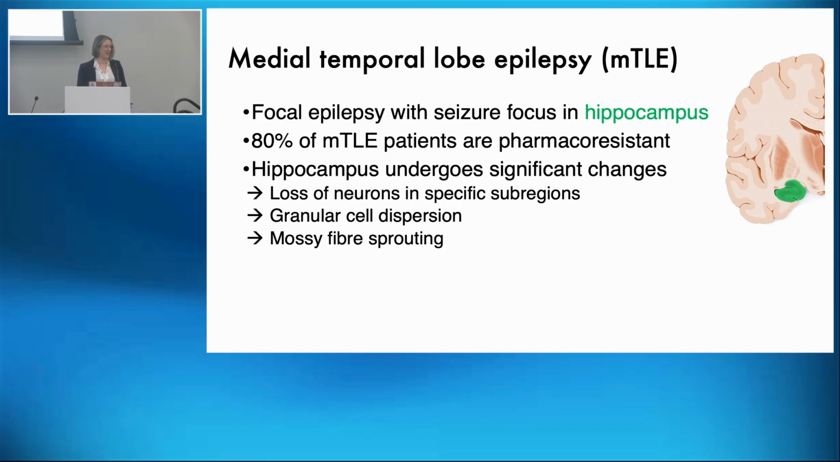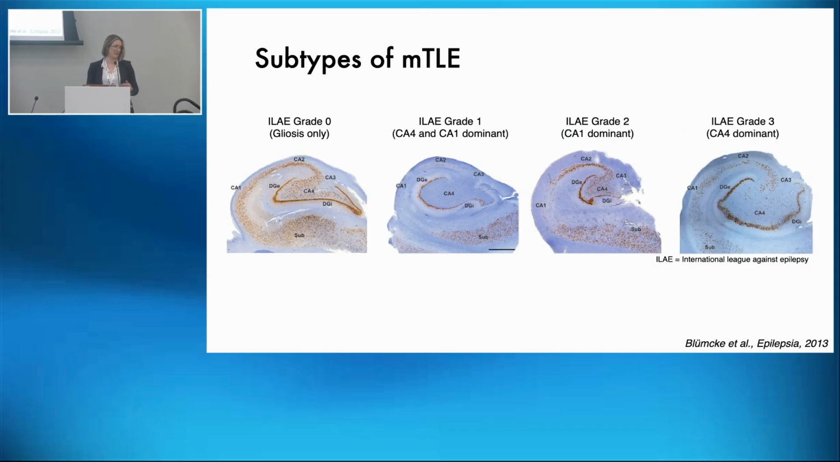The hippocampus undergoes significant changes. There's a loss of neurons in specific subregions, granular cell dispersion, as well as mossy fiber sprouting. But it's really the loss of neurons in specific subregions of the hippocampus that has been used to further define MTLE into specific subtypes.